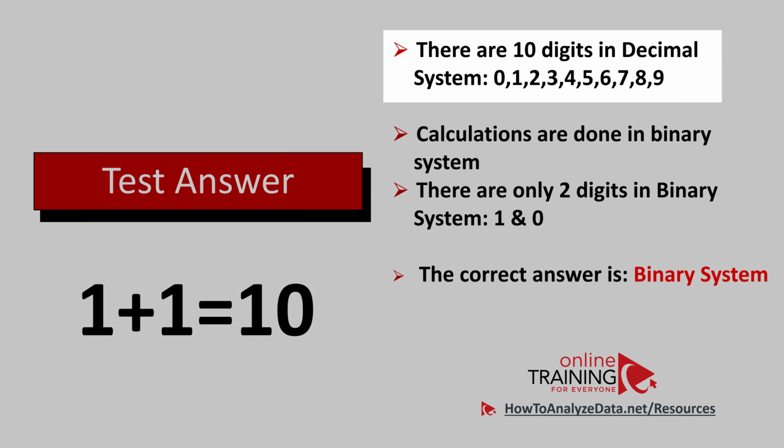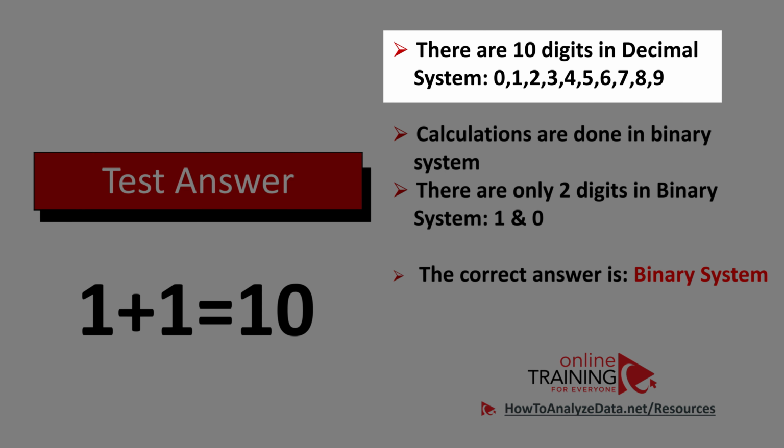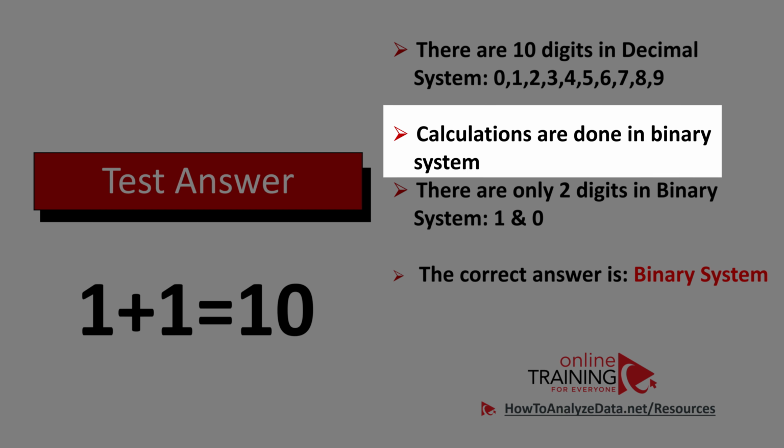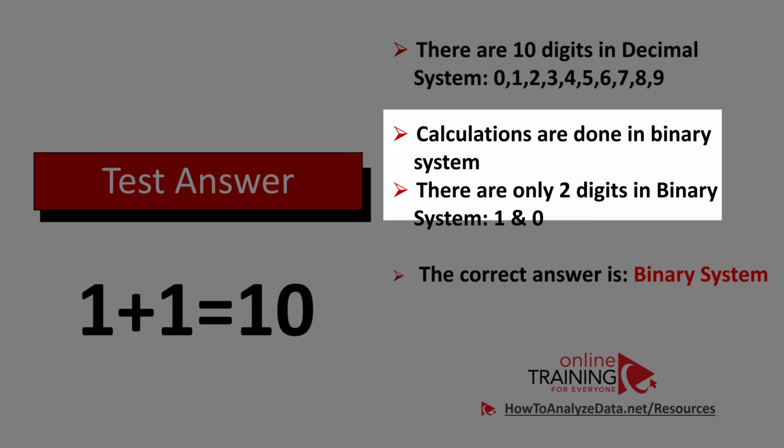Typically, when we do calculations, we use 10 digits in the decimal system. We use 0, 1, 2, 3, 4, 5, 6, 7, 8, and 9. But here, calculations are done in the binary system. And there are only 2 digits in the binary system, 1 and 0.